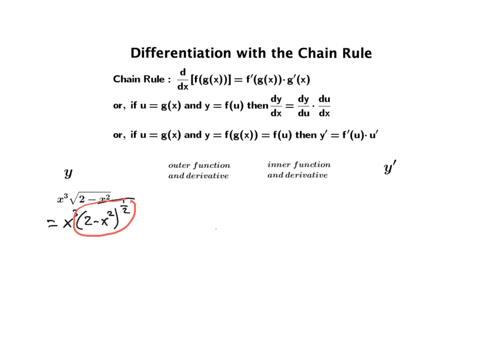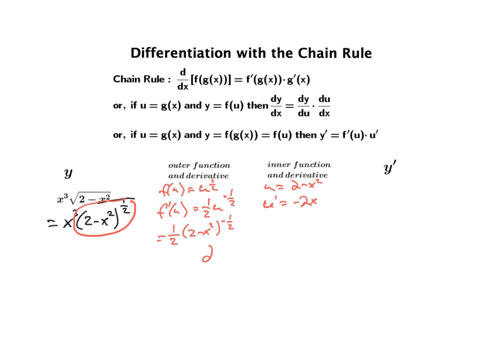So let's take a look first at this piece. Okay, so that's f of u and u. Let's start with u, that's going to be 2 minus x squared, and f of u is going to be u to the 1/2. f prime of u is 1/2 u to the negative 1/2. And that equals 1/2 times 2 minus x squared, because that's u, to the negative 1/2. And over here, u prime is going to be negative 2x.